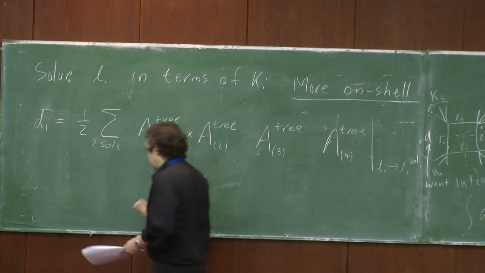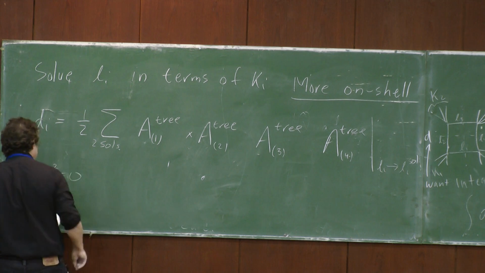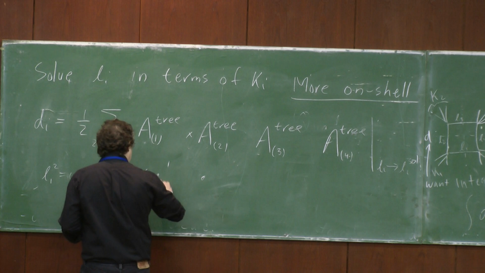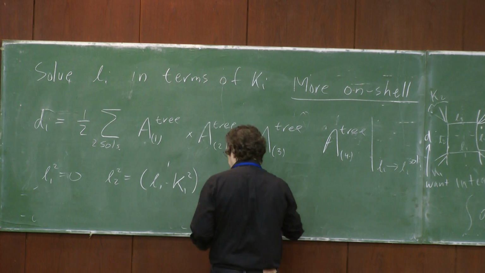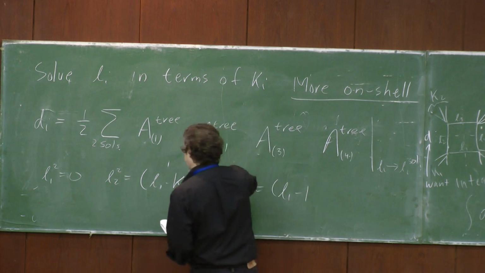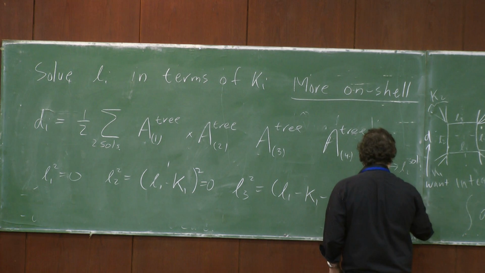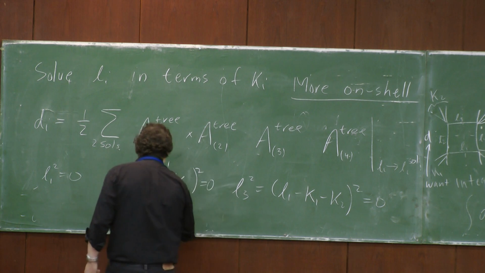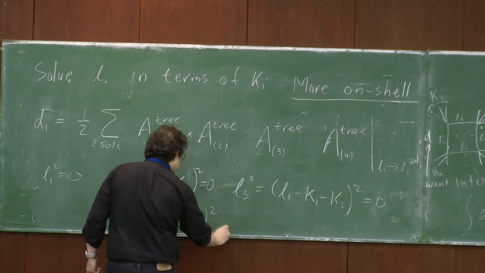And these Li solutions are solutions of the on-shell conditions. So L1 squared is equal to 0. I'm going to, again, like I say, it's massless, so I'm making it massless. L1 squared equals 0. L2 squared is (L1 minus K1) squared, and that's equal to 0. And then L3 squared is (L1 minus K1 minus K2) squared, and this is again equal to 0. And then L4 squared is equal to (L1 plus K4) squared. And that's again equal to 0.